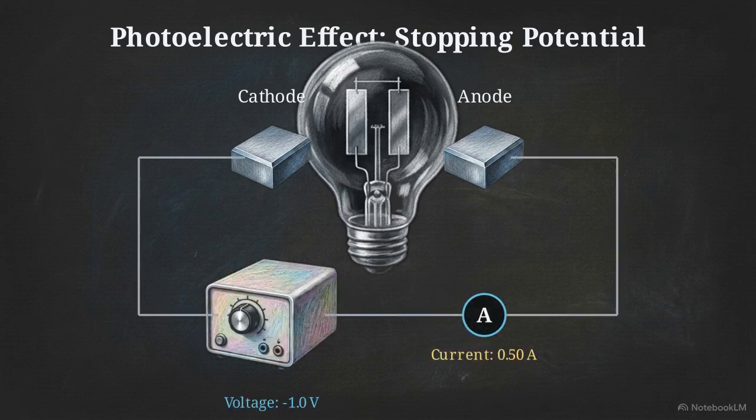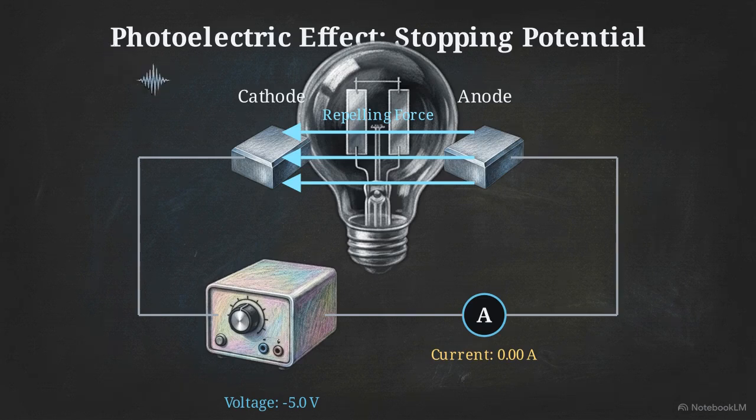By wiring a variable voltage source in reverse, they applied a negative potential to the anode. This creates an electric field that repels the incoming photoelectrons, forcing the slower ones to turn around before they can complete the circuit. As the negative voltage increases, fewer and fewer electrons make the gap. Eventually, you reach a precise voltage that stops even the absolute fastest, most energetic photoelectron right before it hits the anode. The current drops to zero. This specific threshold is the stopping potential.